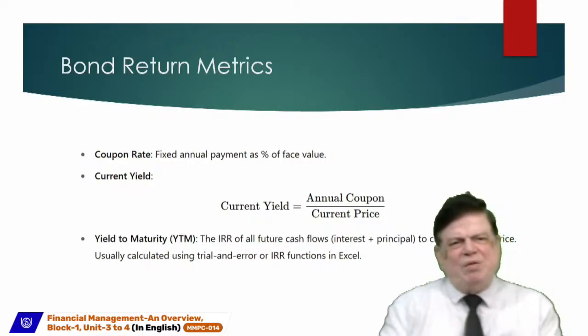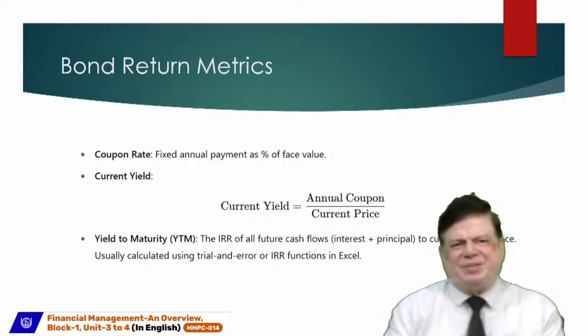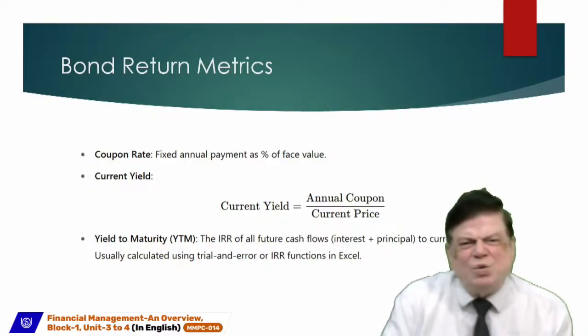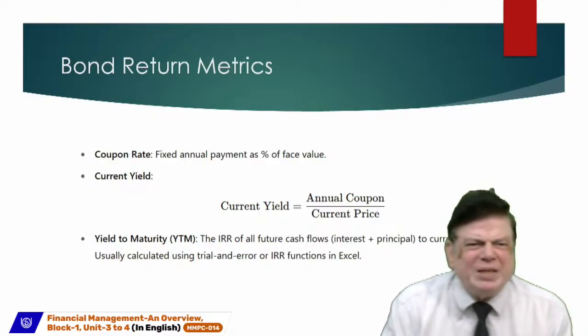Next are bond return metrics. Coupon rate means fixed income payment as a percentage of face value. Current yield is equal to annual coupon divided by current price.